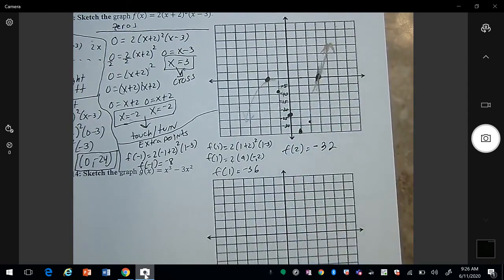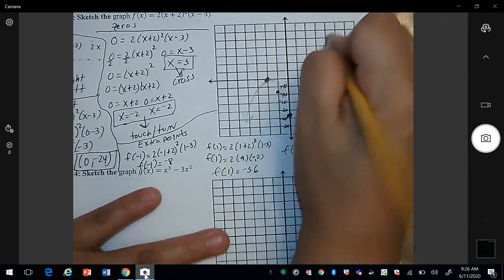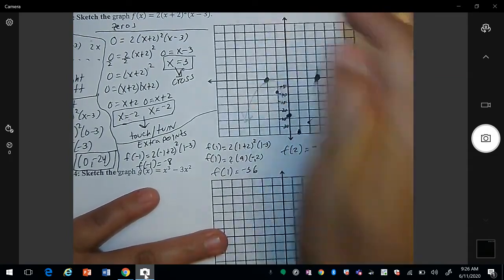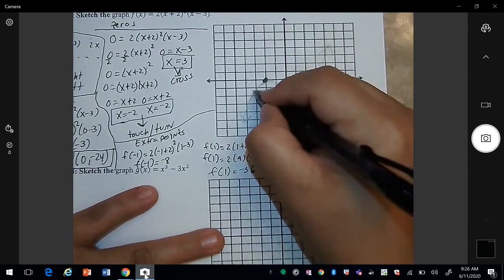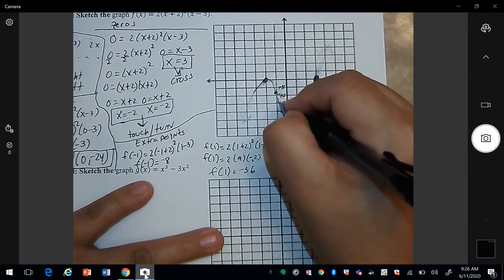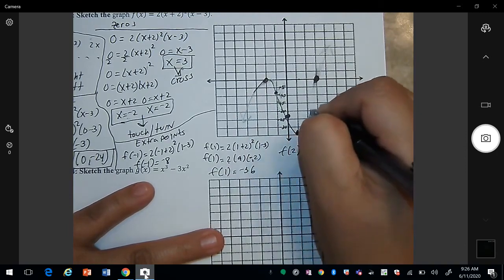And so now we're ready to complete our graph. So our graph is going to go here. It's going to touch, come down, and then go up.